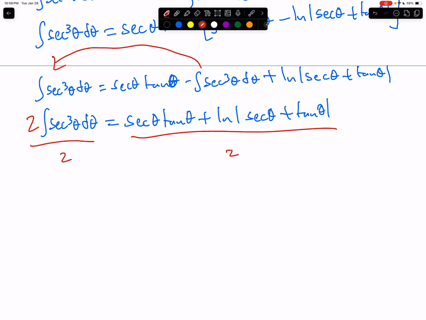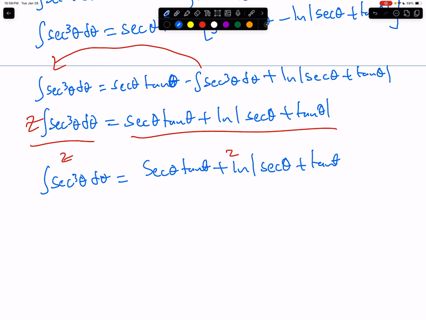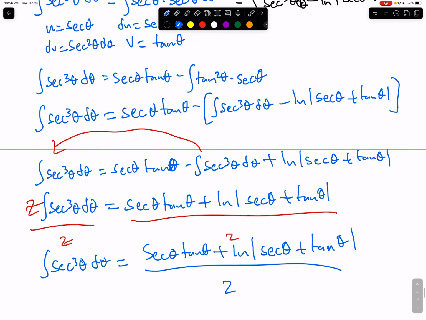Right? You're probably like, wow, that's mind-blowing. And if you already knew this, then good for you. This will be the integral of secant cubed of theta d theta. This will just be secant of theta tangent of theta plus ln abs value secant theta plus tangent of theta, over 2. So now let's go back to this.